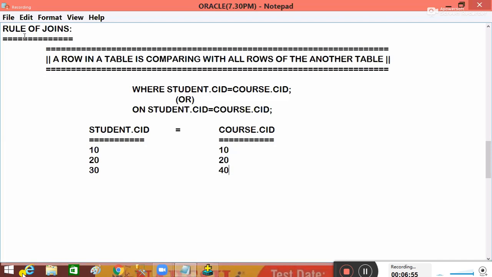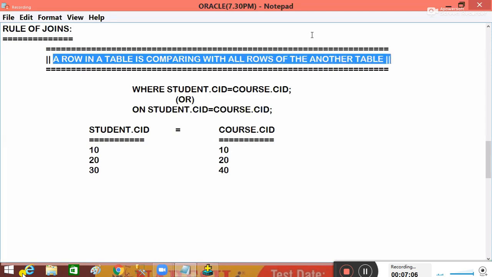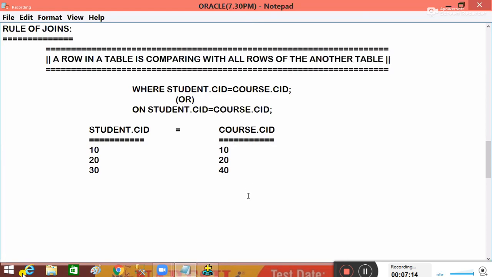Now, the rule of joins I said: a row, meaning a single row, in a table is compared with all rows of the second table. As per this rule, I follow the first value in the first table, a row, and compare it with this condition. I'm sending 10 is equal to 10. So tell me, is the condition true or false?